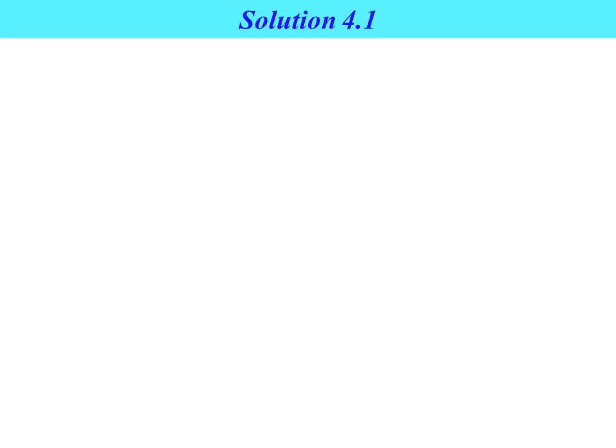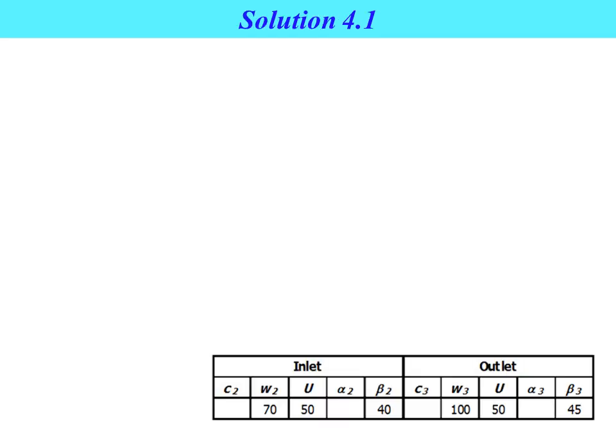Okay, solution for example 4.1. Based on the table given, the data that we already have are W2, U, beta 2 for the inlet, and W3, U, and beta 3 for the outlet. So now, by using the graphical method, you need to determine C2, alpha 2 for the inlet, and C3, alpha 3 for the outlet. So you need to draw the velocity diagram at the inlet and also the velocity diagram at the outlet by using the graphical method.